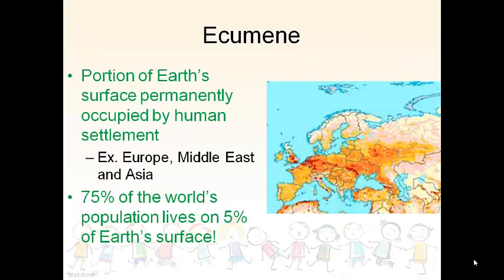And then we have a term called ecumene. Ecumene is a portion of Earth's surface permanently occupied by human settlement. Say that 10 times fast. So, the examples: Europe, Middle East, Asia, just to name a few. In fact, 75% of the world's population lives on 5% of the Earth's surface. What are we doing with the rest of it? Well, there is a reason for it. But the concentration of population, the 75% of the world living on 5%, goes back to ecumene.